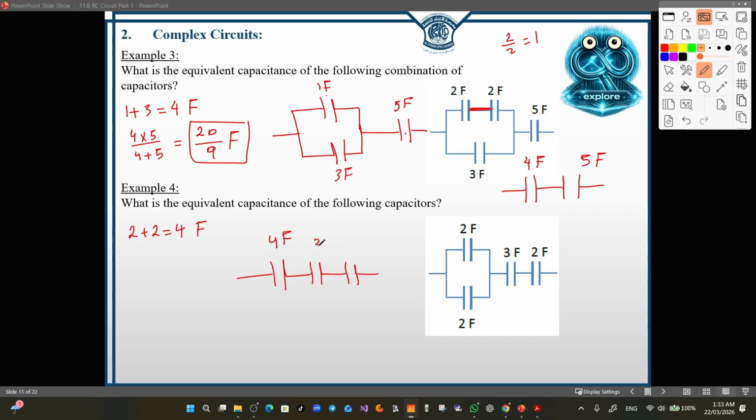4, 3, and 2. Now here we have more than 2 capacitors, so we just use the reciprocal formula. I will use this one. C equivalent equals (1 over 4 plus 1 over 3 plus 1 over 2) to the power minus 1, and the answer is 12 over 13 farad.